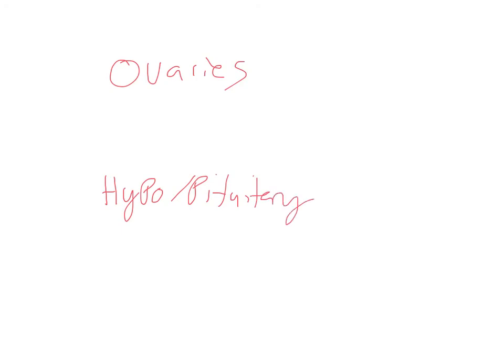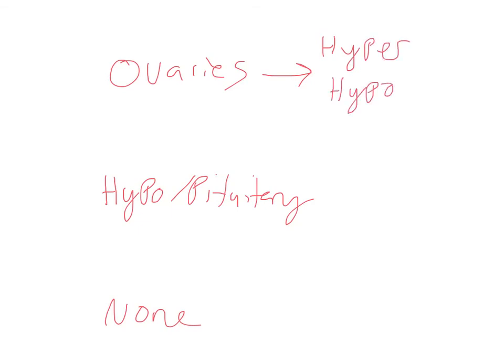Or I can have a problem with none of those. So if it's a problem with the ovaries, then you'll have hypergonadotropic hypogonadism. If it's a problem with the pituitary, you're going to have hypogonadotropic hypogonadism. And whenever it's none of these, it's going to be eugonadotropic amenorrhea, and amen to that.